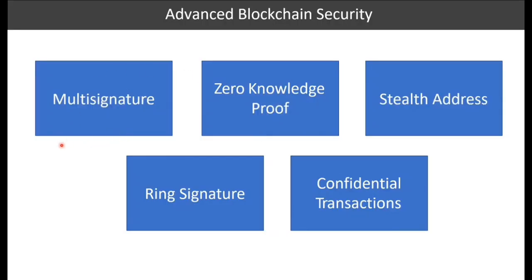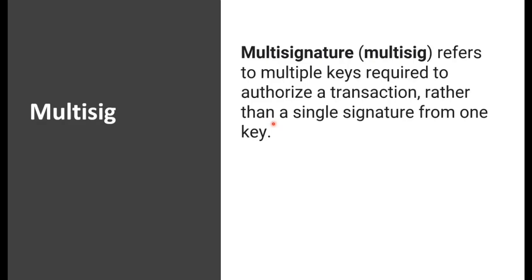So the first advanced blockchain security concept that we'll discuss is multi-signature. So multi-signature refers to the multiple keys required to authorize a transaction, rather than just a single signature from one key. So key encryption is considered to be strong, but when you have multi-key or multi-signature, it validates that the person that the message is intended for is indeed the one reading it. And it also can allow the reader of the message to actually sign the message, because that reader is the only one with that key.